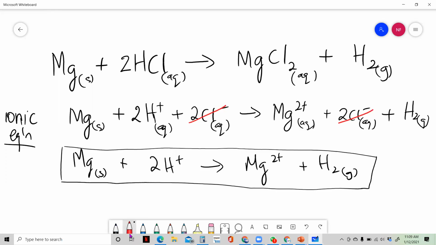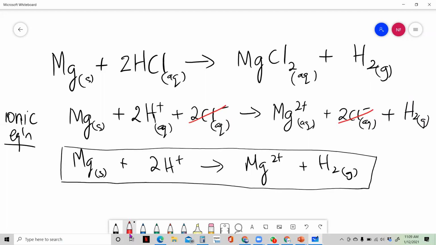Miss, why did you cross out chloride? The two chloride, because it remains the same on both sides, and so we call it the spectator ion. It doesn't change. Okay. All right, so what is changing? So let's pull magnesium out of this equation, ladies.